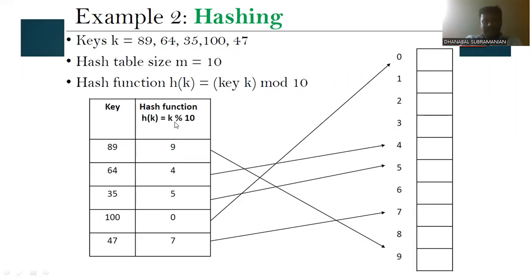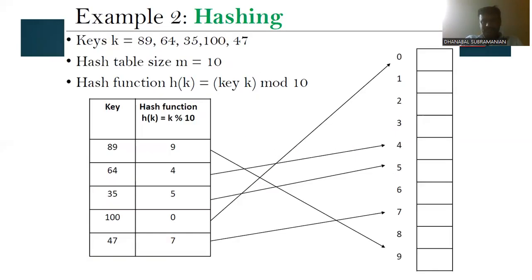Based on the remainder value, you can generate the hash key positions, which are the array index positions. Then 100, the remainder value is 0. Then 47, the remainder value is 7. Then for 89, the array index position is 9. In the ninth memory location, you can insert 89. Then in the fourth memory location, you can insert the data 64. Then in the fifth memory location, you can insert the data 35. Then for 100, the hash key value is 0, so in the 0th location, you can insert the data.